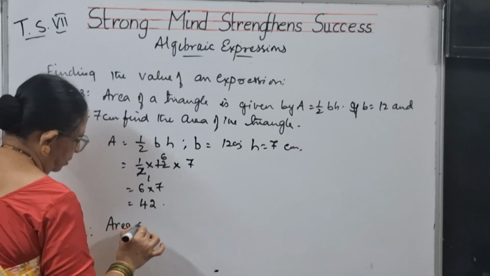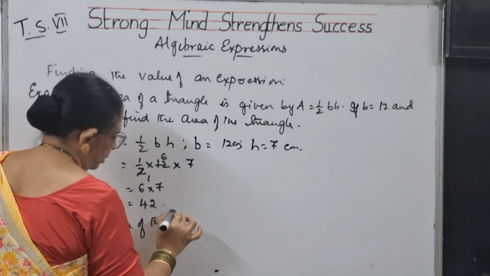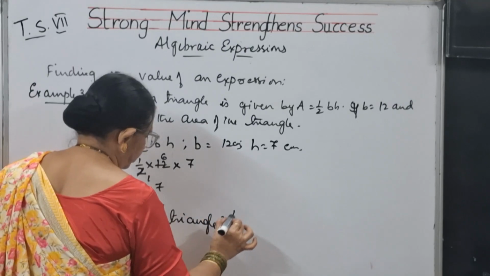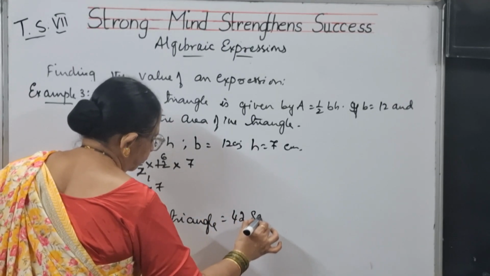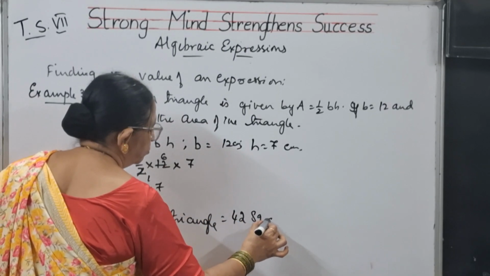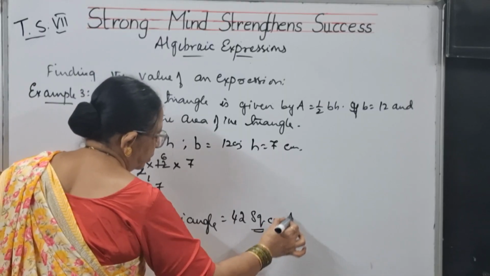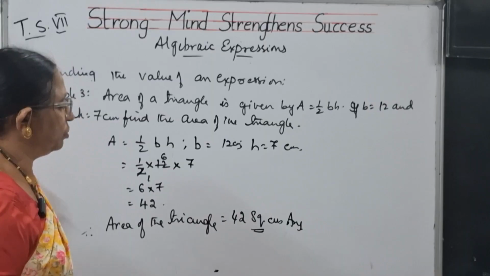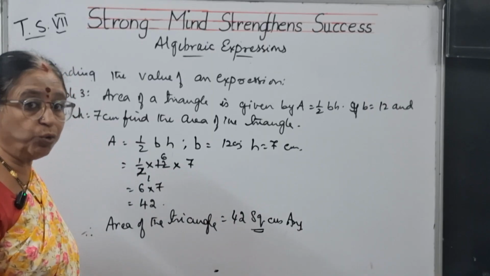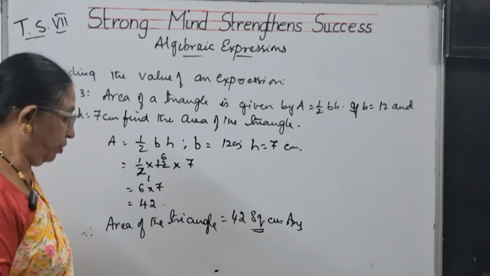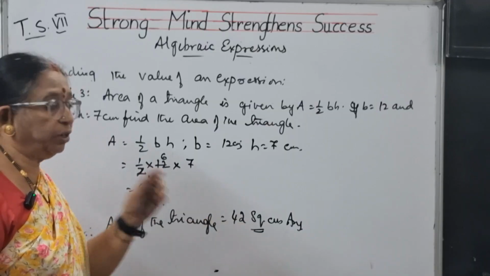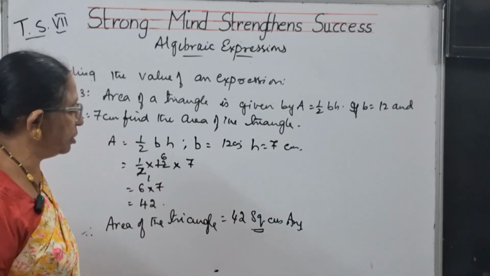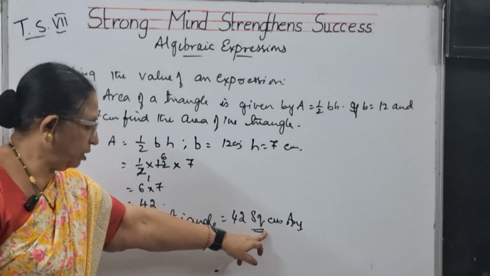So area of the triangle is equal to 42 square centimeters. Units are very important, children. If you don't write units, you may lose 1 mark. According to the rules of the correction, if units are not written, you will be losing marks. So carefully you write. Simply doing the problem will not do. You have to write the units.